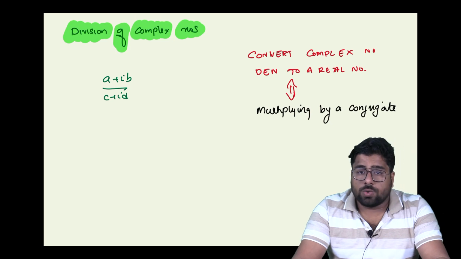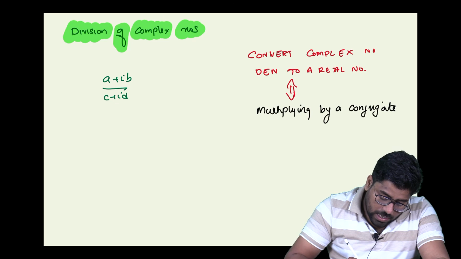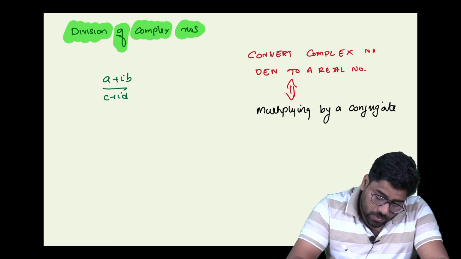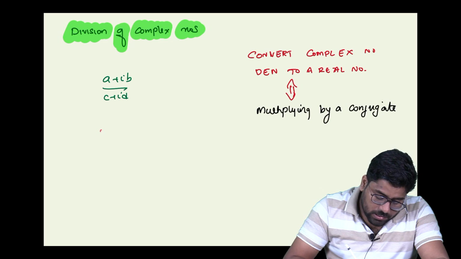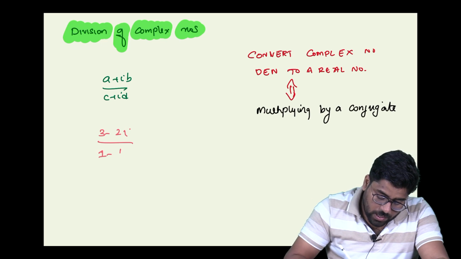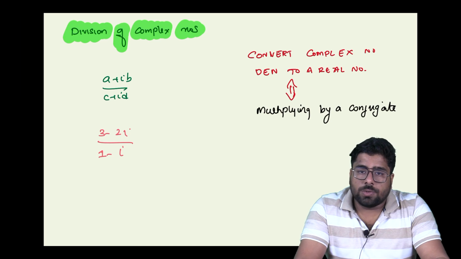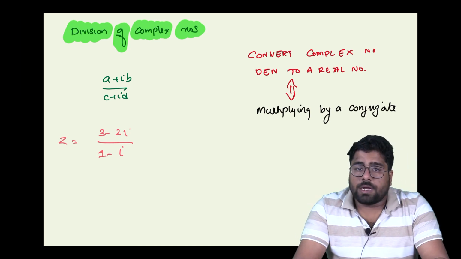Let us actually try to do that by a problem. Let us try to divide two numbers. Now let us see how to divide two numbers. I'll write a question for you here. And the question goes something like this. I am having a division like this: 3 minus 2i divided by 1 minus i. This is the division that I am supposed to do. I am asked to find out the value of 3 minus 2i divided by 1 minus i.